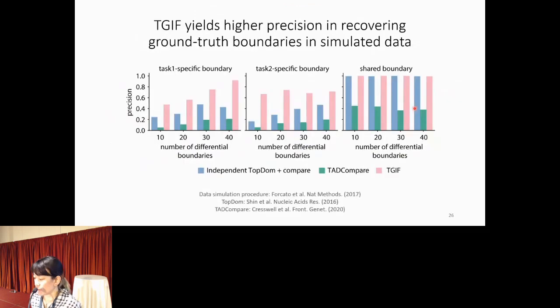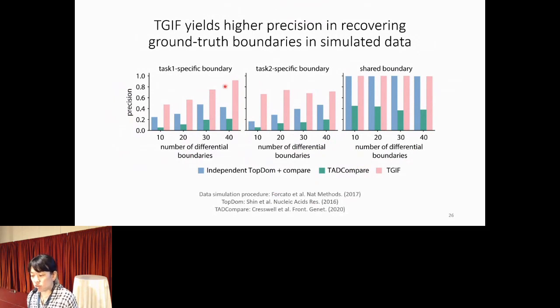We benchmark TGIF to two existing approaches for identifying differential boundaries. The first approach is to use a robust independent TAD calling method and just manually find differences in boundaries in two tasks. The second approach is an existing differential TAD finding method that I mentioned briefly earlier. We generated simulated data sets with known boundaries following the procedure from Furcato et al., and then we measured precision, recall, and F-score against the ground truth known boundaries.